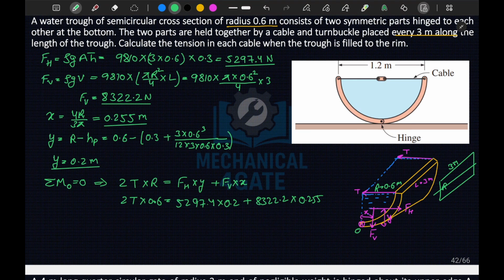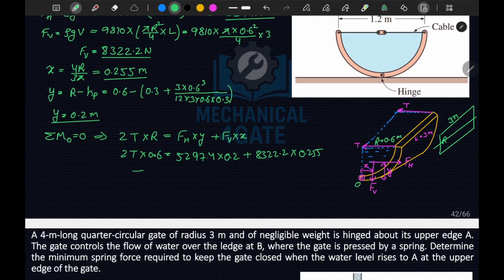Okay, so if we solve this, this will be 5297.4 into 0.2 plus 8322.2 times 0.255, now divided by 1.2. So you have obtained your tension T equal to 2651.4 Newton.